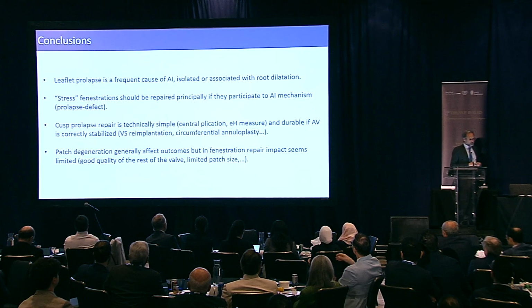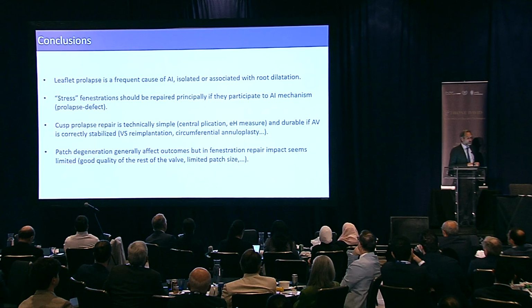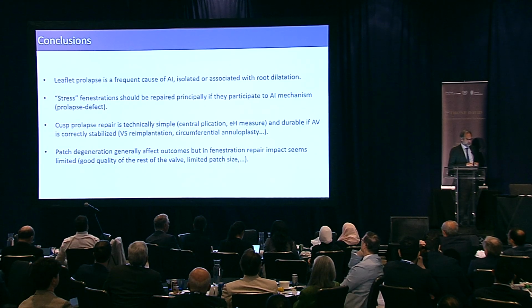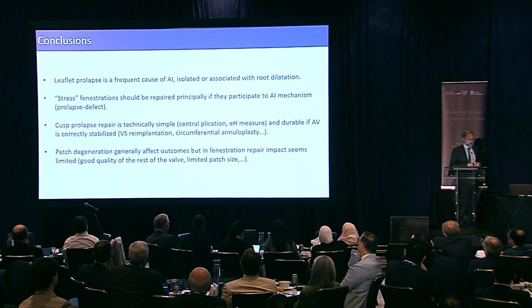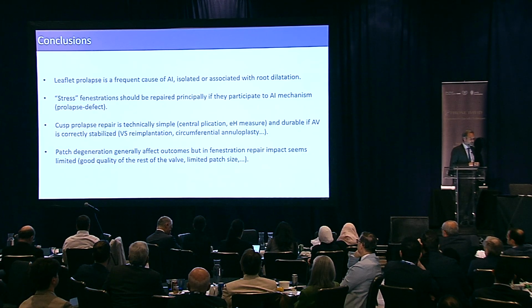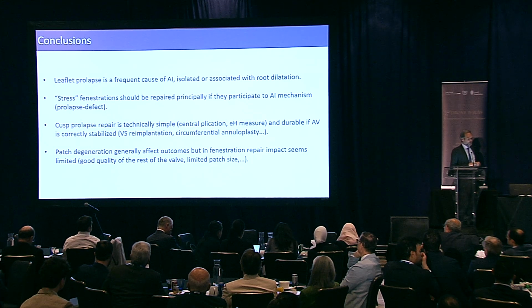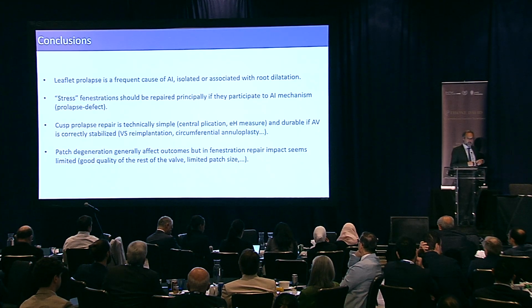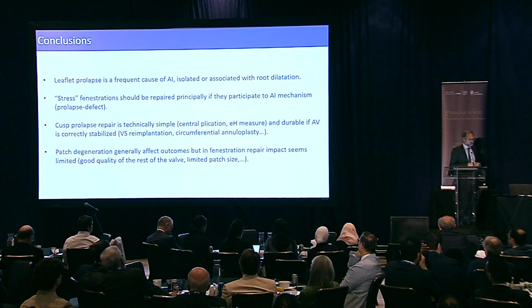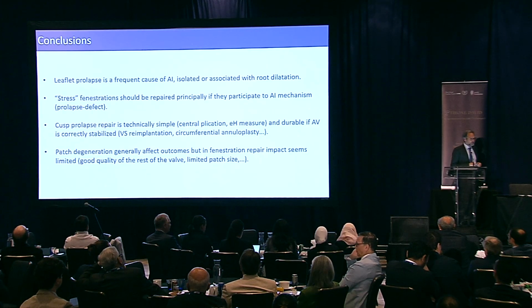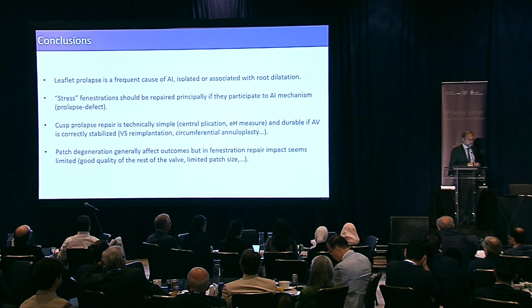So to conclude, leaflet prolapse is a frequent cause of aortic insufficiency in isolated AI or associated with root dilatation. The fenestrations should be repaired principally if they participate in the AI mechanism in prolapse or defect. Cusp prolapse repair is technically simple. It's a central plication. I think most of the teams are doing that now, and it's helped with the effective height measure in the caliper.